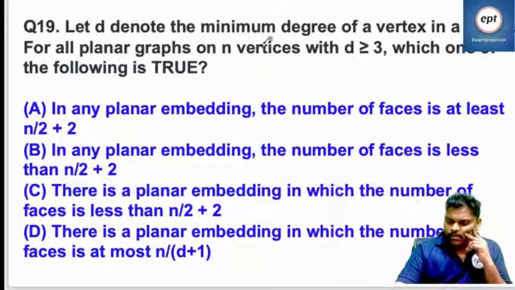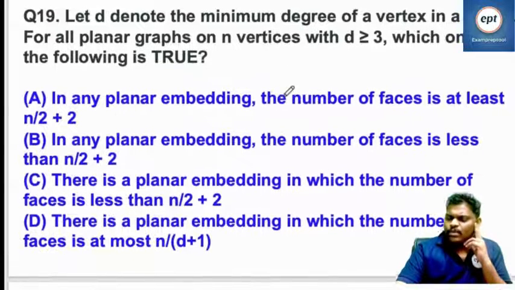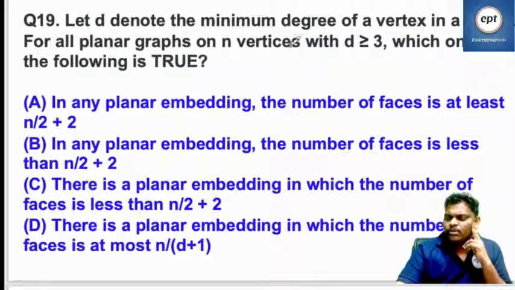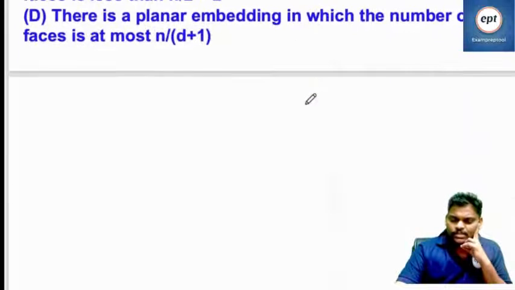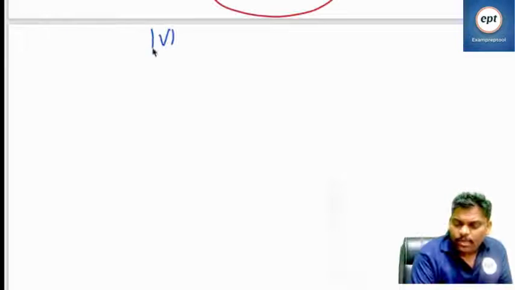In a graph, for all planar graphs on n vertices with minimum degree D greater than or equal to 3, which one of the following? In the problem it is mentioned that D is the minimum degree for all planar graphs on n vertices, with minimum degree 3 or more. Right? Now let's see this one. Number of vertices are n.